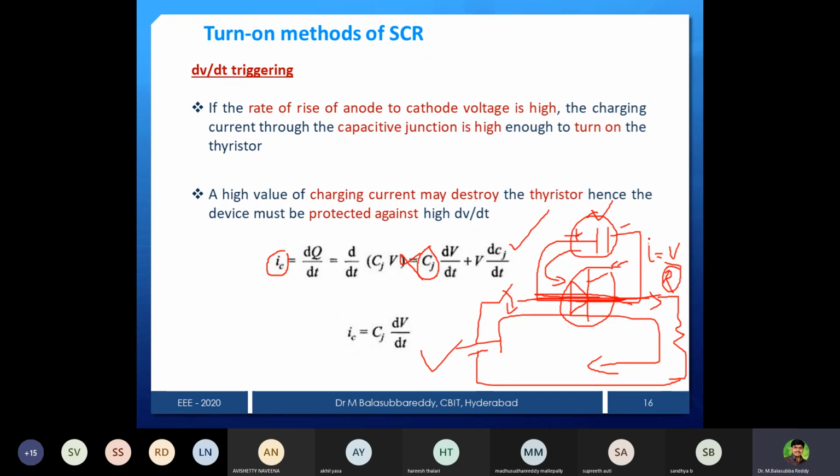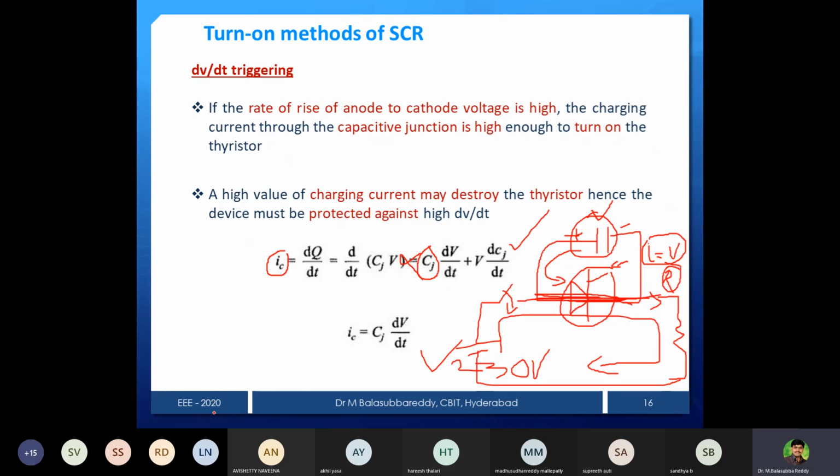Then I is equal to V, and what is V? Let us assume the voltage is 230 volts. Then that much current is passing through the thyristor unwantedly, because we care only about the load current. If that current is very high, then the device has to be a high rating device.